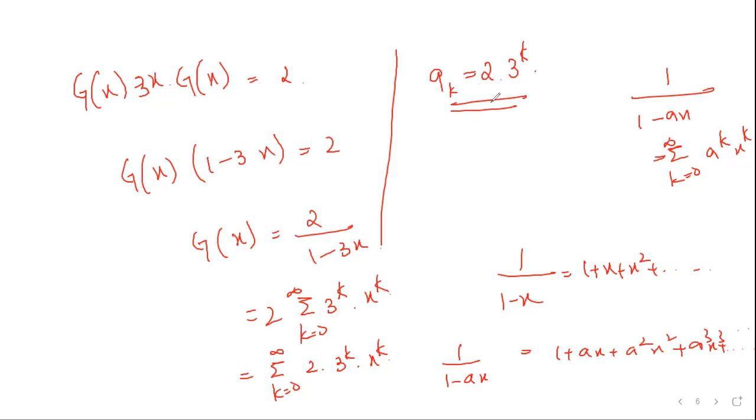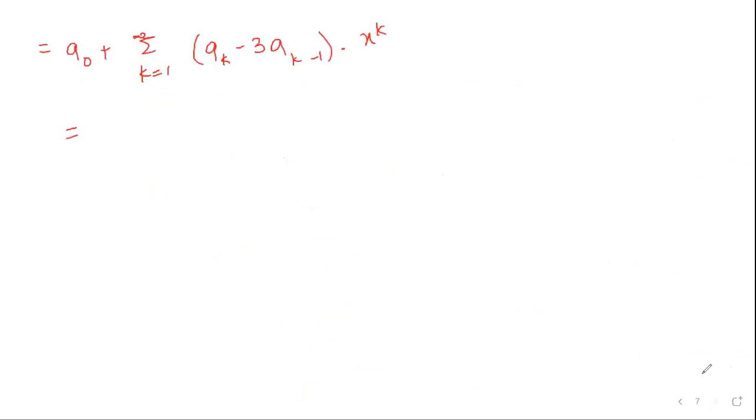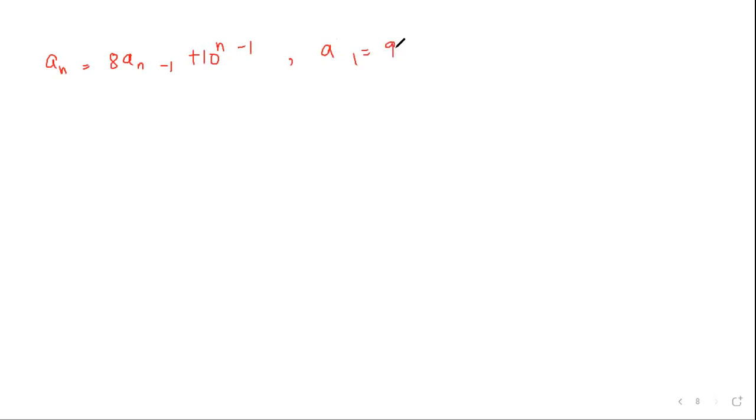This is the similar way, but instead of doing it directly we used generating functions. Similarly, I have another problem where it is not homogeneous. So instead we have a non-homogeneous equation. Let's do that. So the equation is as follows: a_n is equal to 8a_{n-1} plus 10^{n-1}, and the initial condition is given as a_1 is equal to 9.